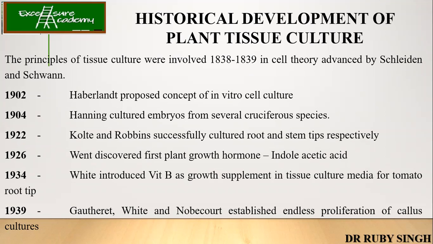So we know that the principle of tissue culture evolved from 1838 to 39 in cell theory, which was given by Schleiden and Schwann. In 1902, Haberlandt proposed the concept of in vitro cell culture. This is important, so I can just tick mark whichever is important. You can remember that. Then in 1904, Hanning cultured embryos from several cruciferous species. Then in 1922, Kotte and Robbins successfully cultured root and stem cells respectively.